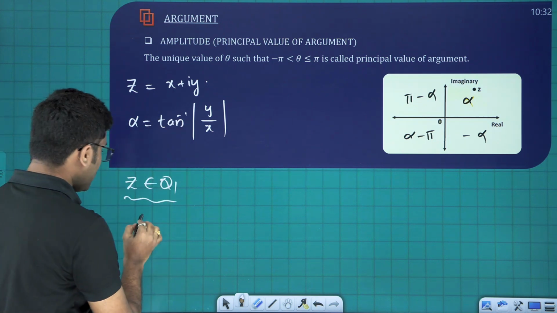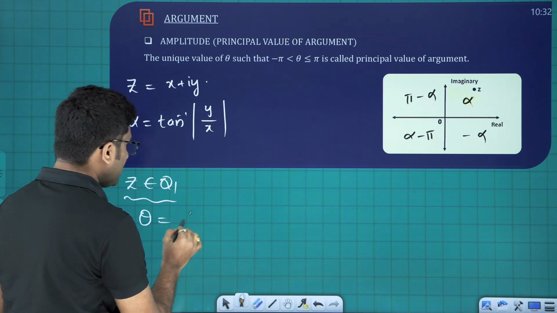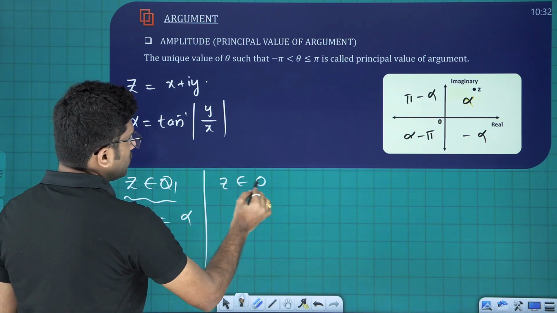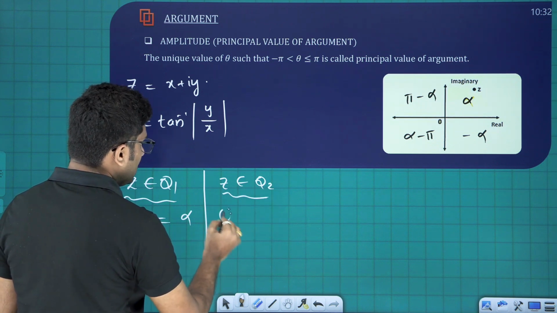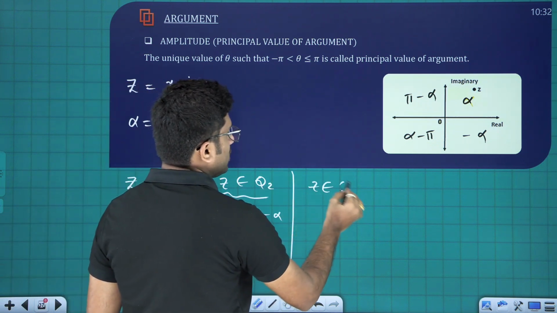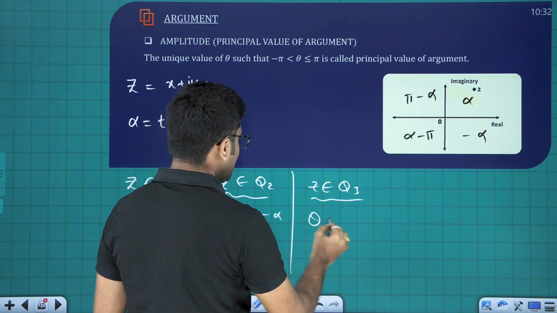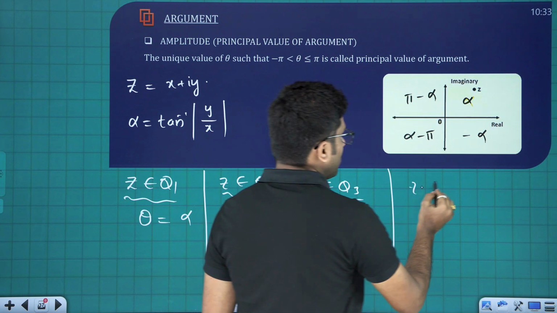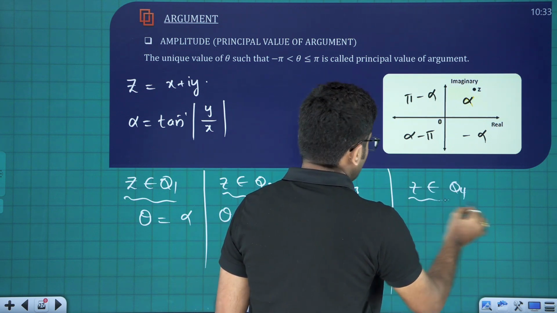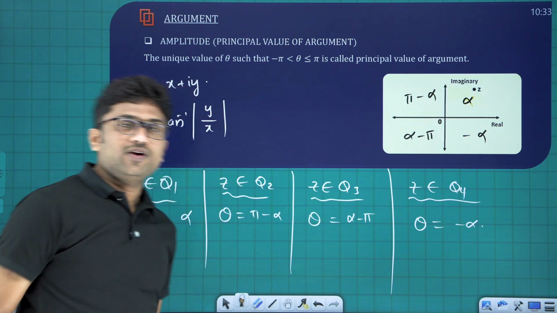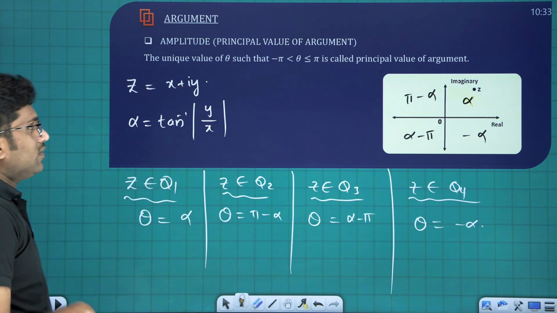So depending on the quadrant, if z belongs to quadrant 1, the principal argument theta is equal to alpha directly. If z belongs to quadrant 2, then theta is equal to pi minus alpha. If z belongs to quadrant 3, then theta is equal to alpha minus pi. If z belongs to quadrant 4, then theta is equal to minus alpha. This is how we find the principal argument of a given complex number.